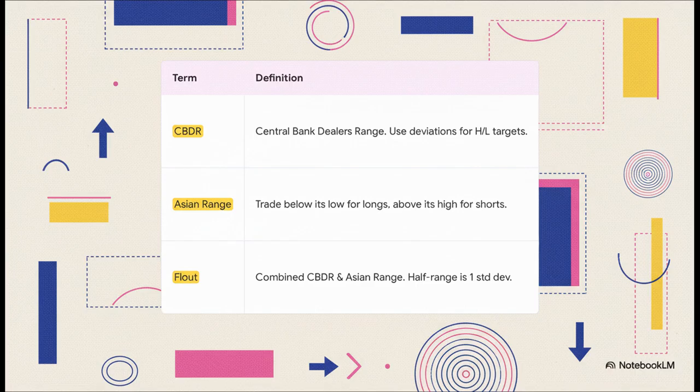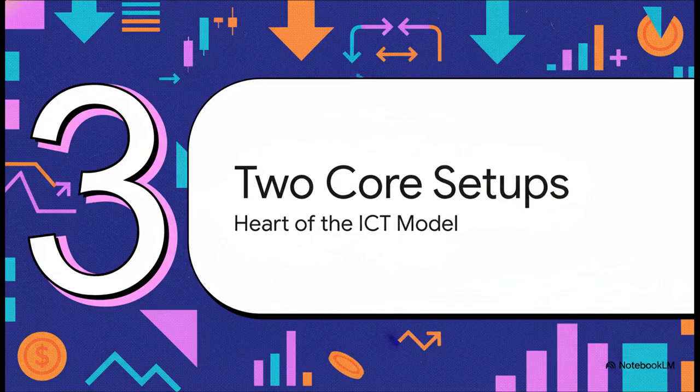And finally, you've got the flout, which is just a combination of the first 2. You take its half range, and that becomes one standard deviation unit for even more precise projections. The real magic happens when you blend these tools together to find levels that line up. And now, we get to the absolute heart of the matter.